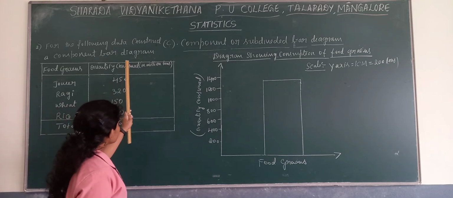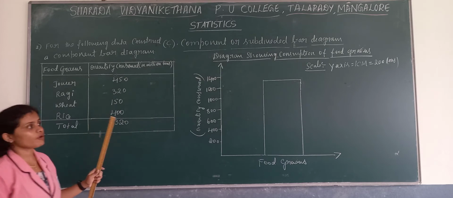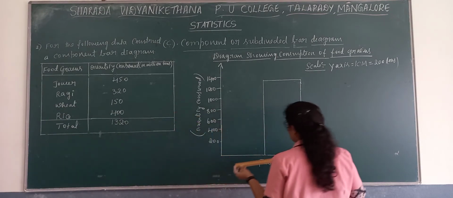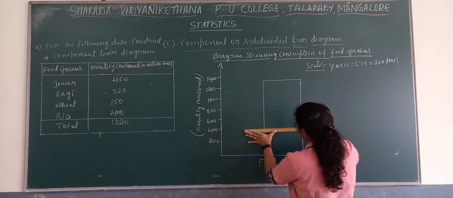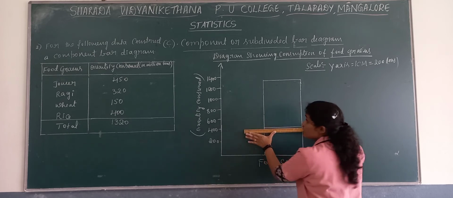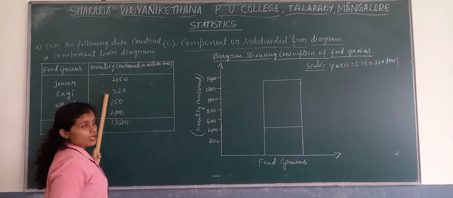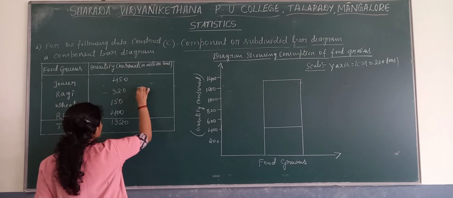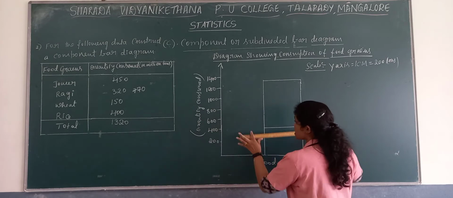Now we need to make the cumulative values. As I said, you can make this cumulative value while representing this. The first one is 450, that is jowar, so it will come up to 450. For the second one, what do we need to do? 450 plus 320 will come to 770. So the next one, ragi, comes to 770.